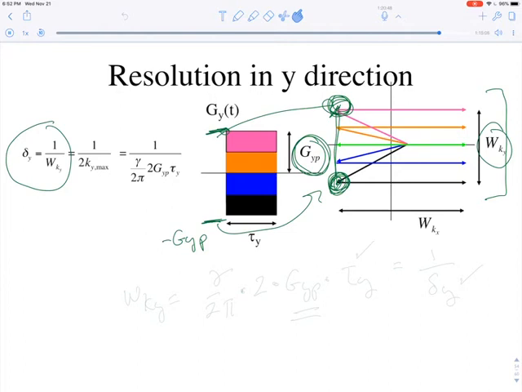That's going to be given by the difference in those areas, which is just gamma over 2 pi times 2 GYP times tau sub y. Then that's equal to delta ky, which is equal to 1 over delta y. I'm typically given the resolution, and probably also given this tau sub y, so I'll just solve for this GY sub P.